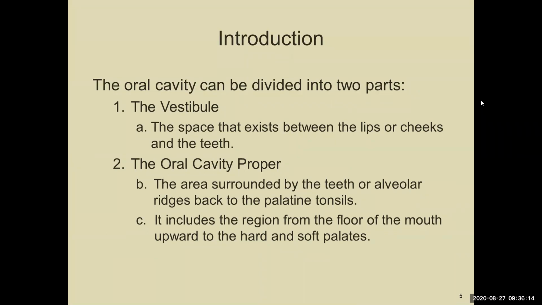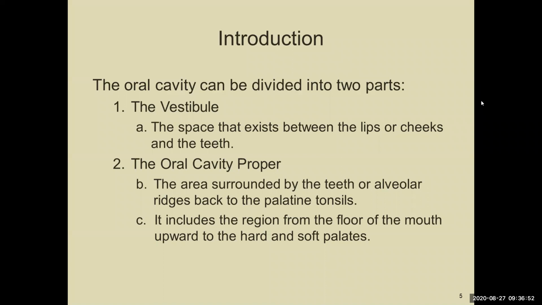But let's look at the oral cavity, and it's divided into two parts. You've got the vestibule and the oral cavity proper. The vestibule is the space that exists between the lips or cheeks and the teeth. That's the vestibule. And then you've got your oral cavity proper, and that's the area that is surrounded by the teeth, the alveolar ridge, and back to those palatine tonsils. Those palatine tonsils where the pillars are the most posterior area of the oral cavity.